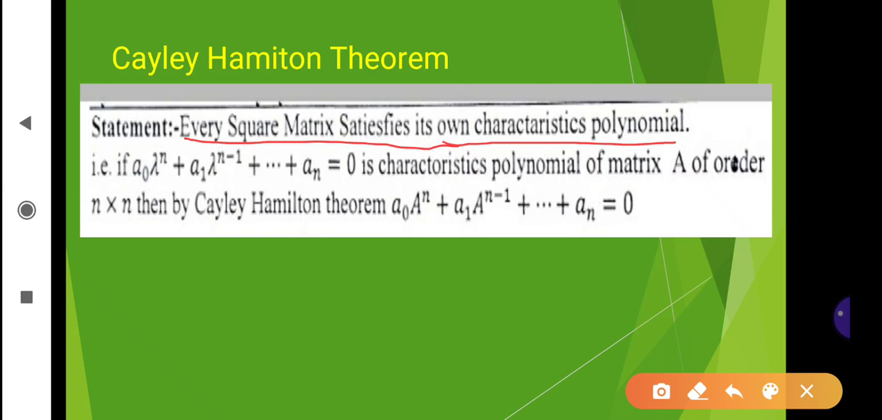So what is the meaning of this statement? Suppose a0 lambda raised to n plus a1 lambda raised to n minus 1 plus dot dot dot plus an is equal to 0. This is the characteristic polynomial of a matrix A of order n cross n. Then according to the statement of Cayley-Hamilton theorem, we can replace this lambda by matrix A. So we will get the equation a0 A raised to n plus a1 A raised to n minus 1 plus dot dot dot plus an I is equal to 0. Here we multiply an by I. That is the statement of Cayley-Hamilton theorem.